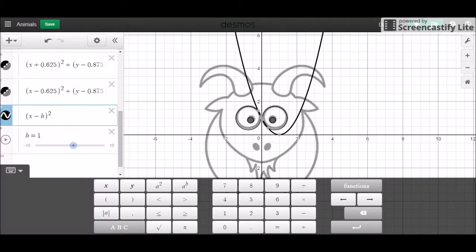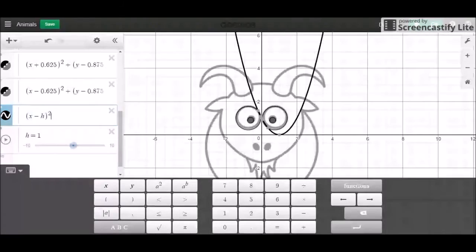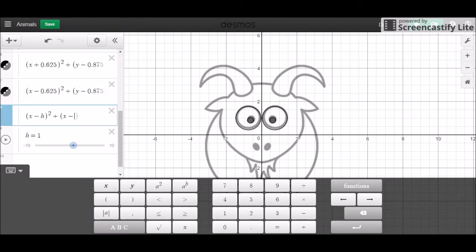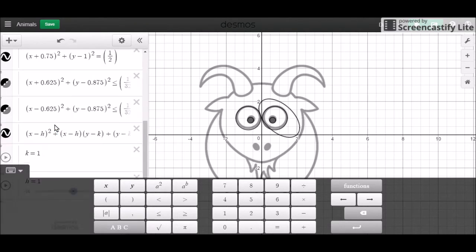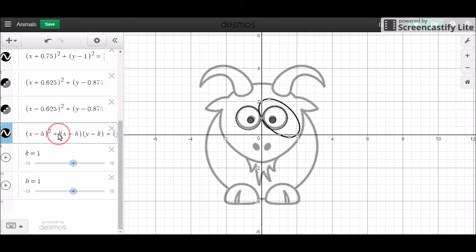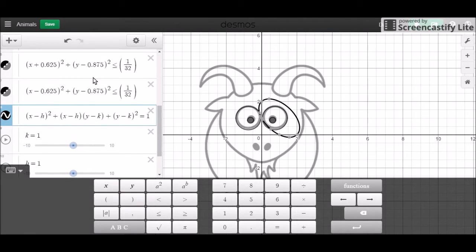It's more conventional to use h for horizontal shift and k for vertical shift. I don't know why k for vertical shift, but that's the convention. So x minus h, plus y minus k squared is equal to 1. Let's add this one. And I want to test a few things out, such as what happens when we make this negative. Okay, this is rotated in the direction that we want it to.